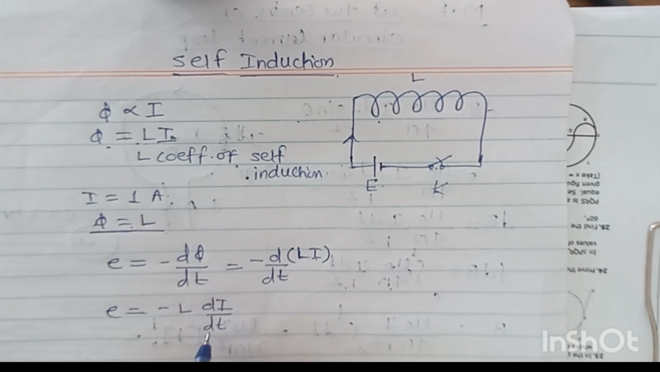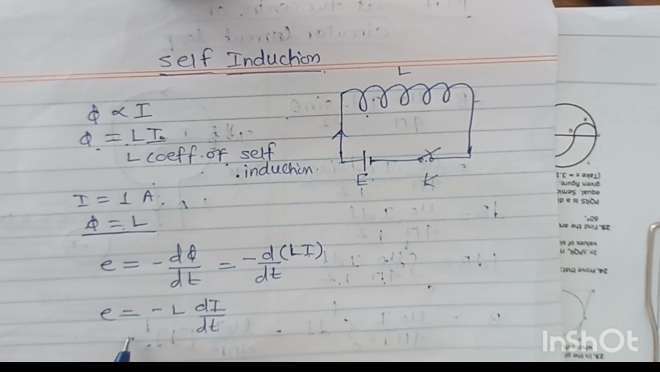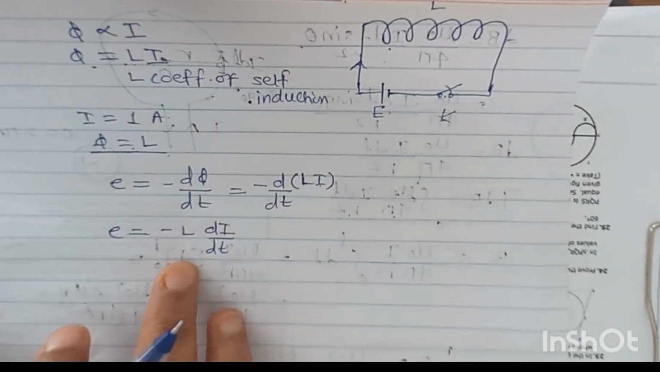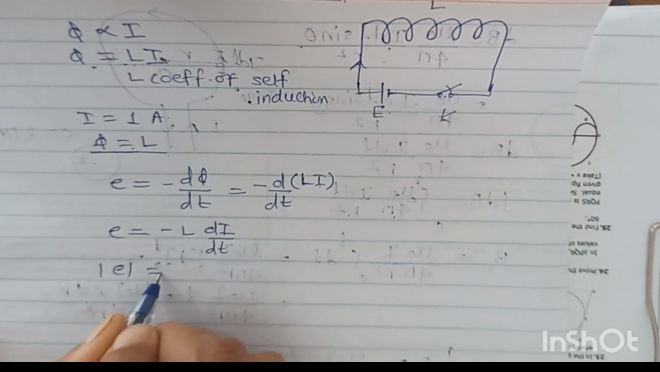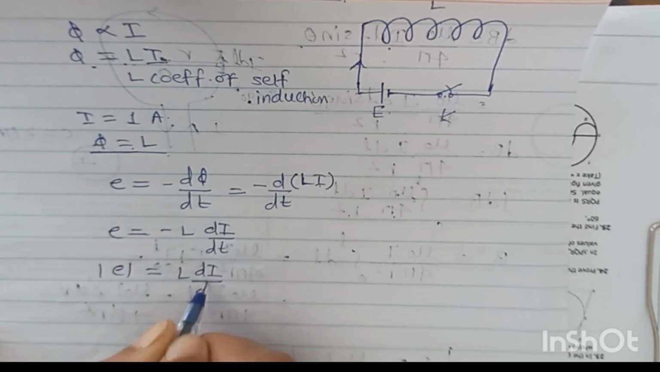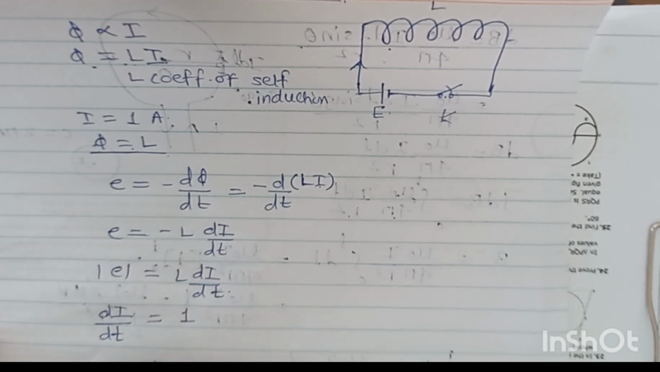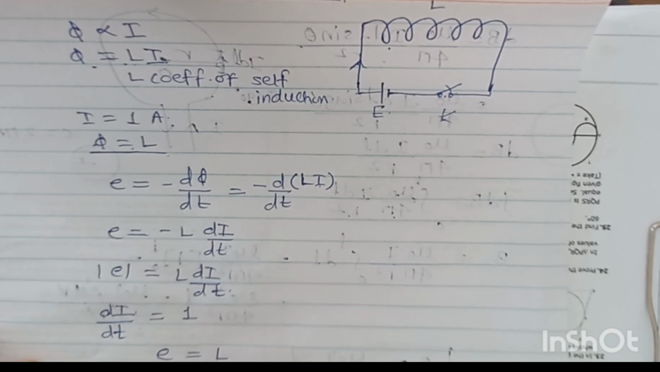This di by dt is the rate of change of current in the coil at that instant. And this negative sign shows the opposing nature of the induced EMF, and if we take the modulus, then we can write the induced EMF as mod of E is equal to L di by dt. And suppose this di by dt is 1, then we get the induced EMF E is equal to L.